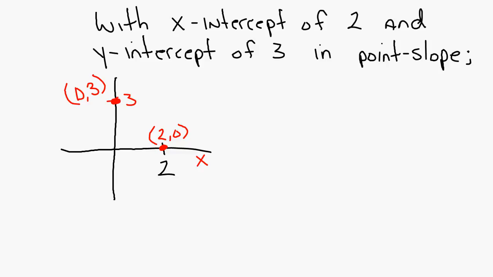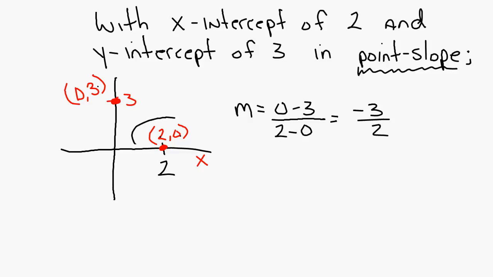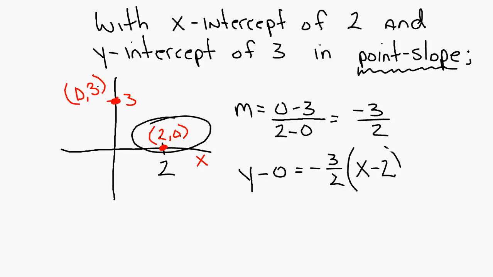So you're going to have to find the slope. So your m would be equal to 0 minus 3 divided by 2 minus 0. y2 minus y1 divided by x2 minus x1. 0 minus 3, you're going to have negative 3 over 2. So they want it in point-slope form. So let's use this point. In point-slope form, it's going to look like y minus 0 equals negative 3 over 2, and in parentheses, x minus 2. That's it.